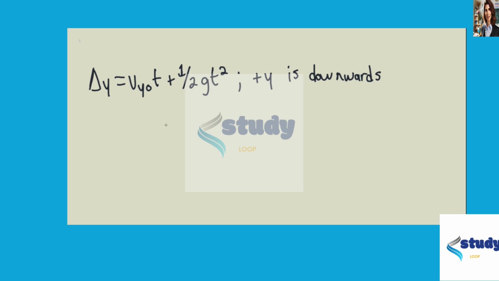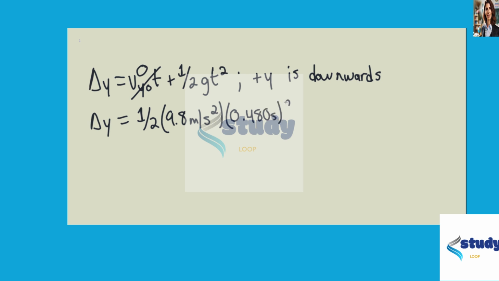So we can say that here, delta y would be equal to... We know that the book has no initial velocity in the y direction, so this term can be eliminated, and this would be 1/2 times 9.8 meters per second squared multiplied by the time it is in the air, 0.480 seconds, quantity squared. This equals 1.129 meters.